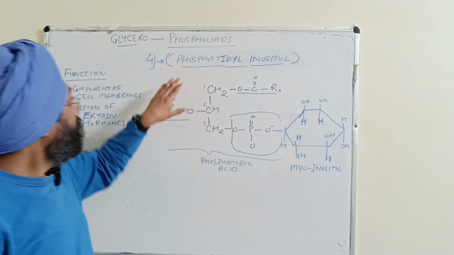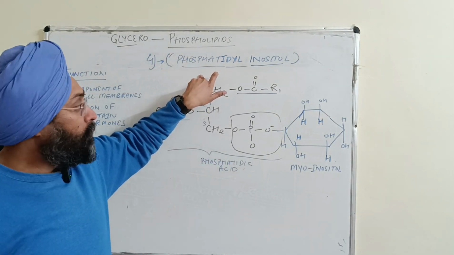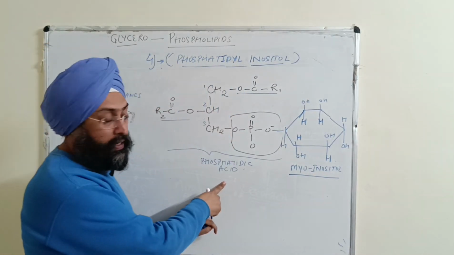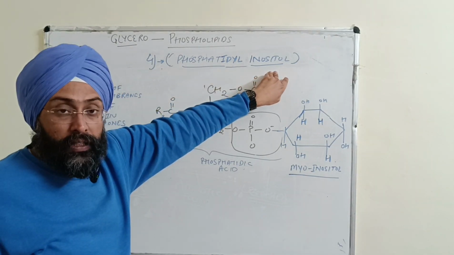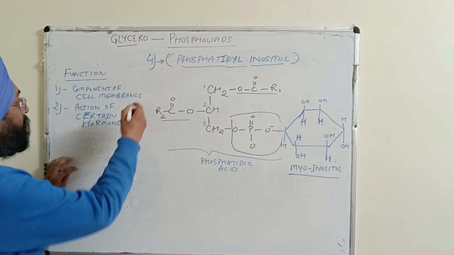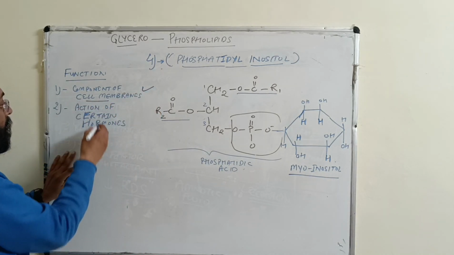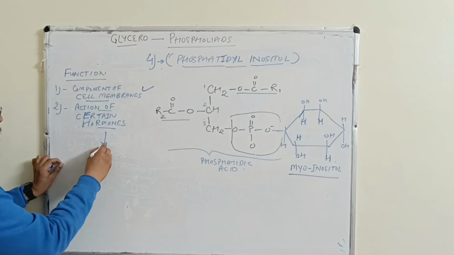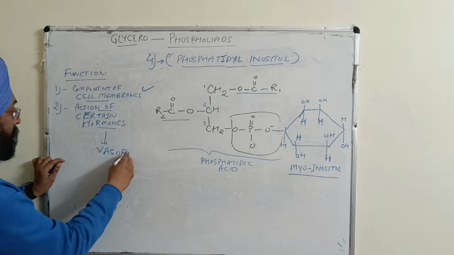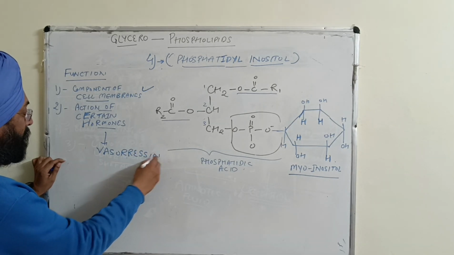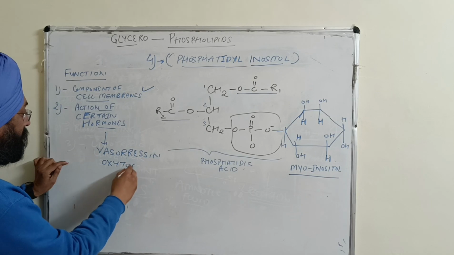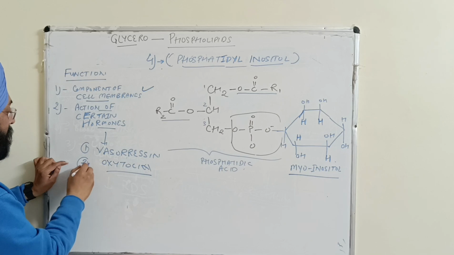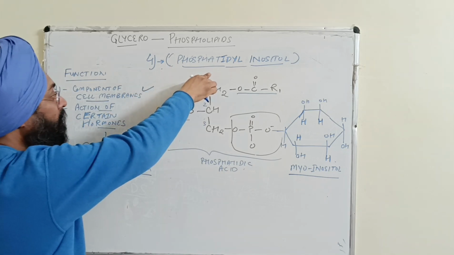Now this fourth one, that is phosphatidylinositol. It contains the stereoisomer of myoinositol with phosphatidic acid, and we will get phosphatidylinositol, right? And it has a role as a component of cell membrane, right? And the action of certain hormones is mediated through phosphatidylinositol, like the first one is vasopressin, and the second one is oxytocin. These two hormones are mediated by a second messenger through the role of phosphatidylinositol.